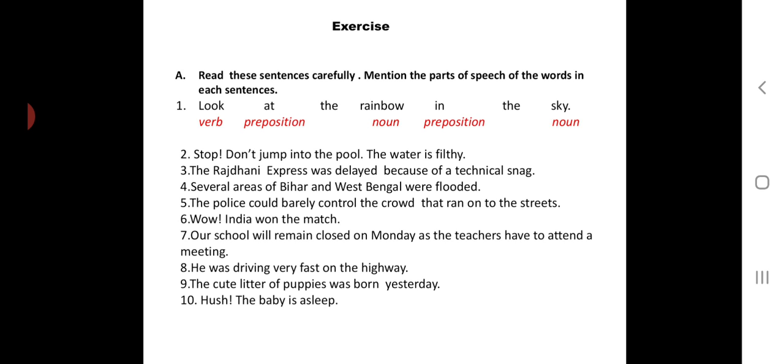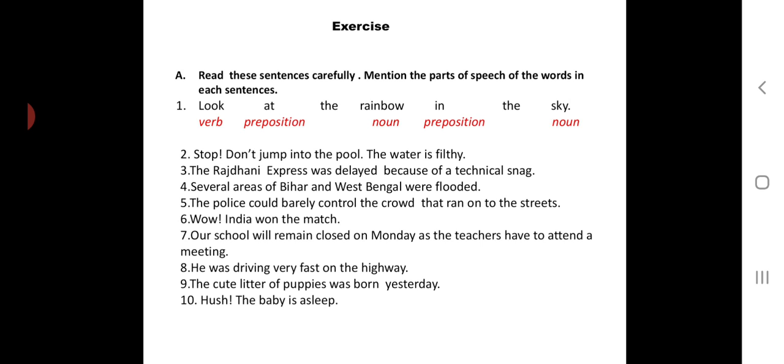Right, now let's get back to the example once again. Look at the rainbow in the sky. In this sentence, what are the nouns, the naming words given? Rainbow and sky, these two are the naming words or the nouns. Look is the verb, at and in are the prepositions.